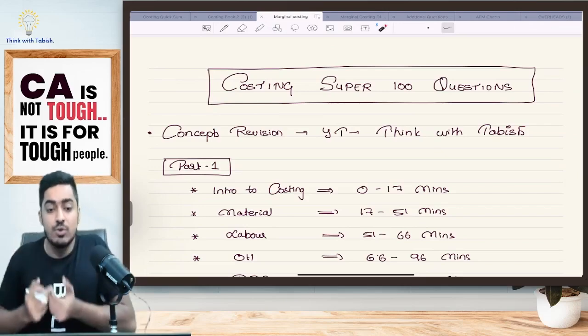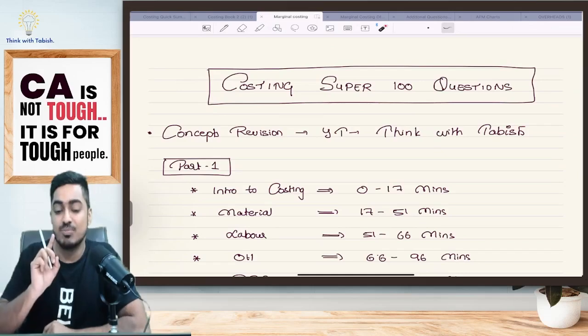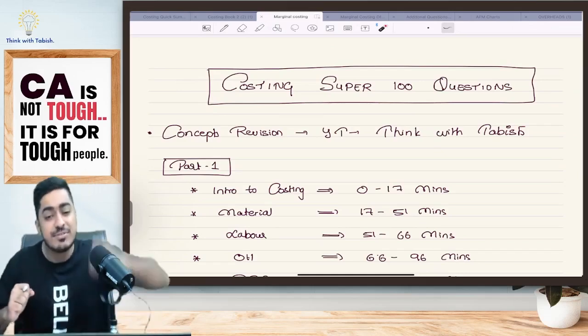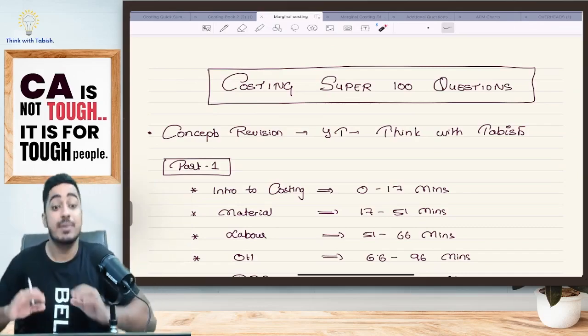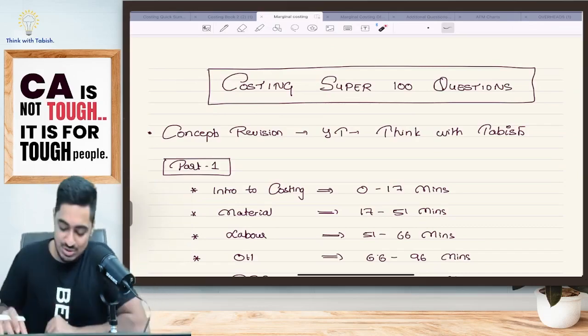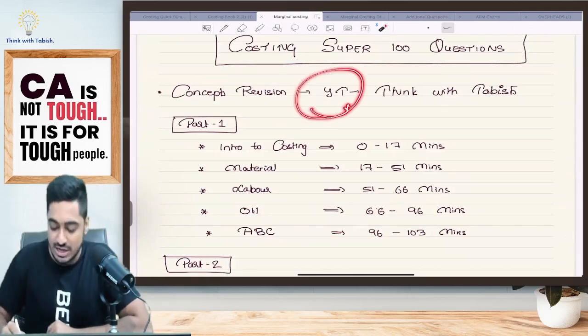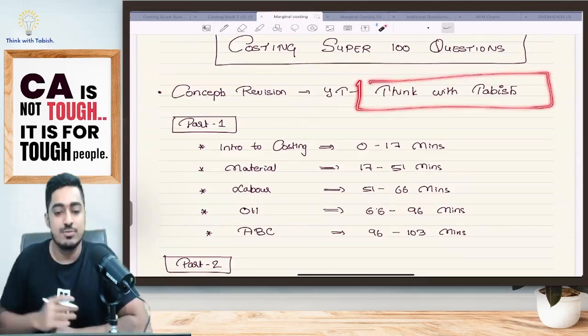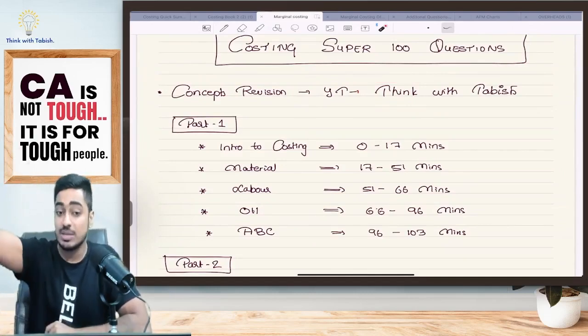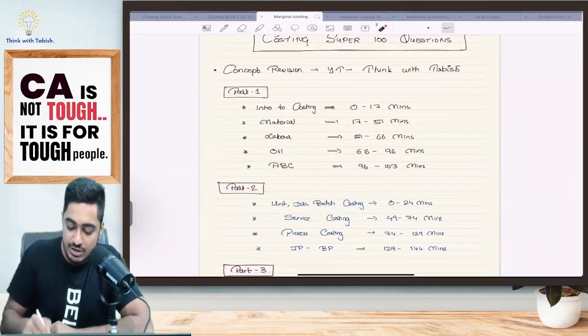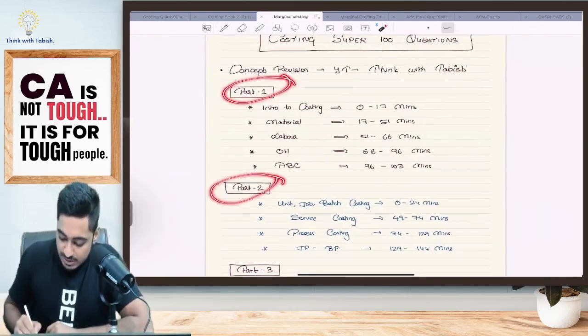Now, before we go into the question discussion, it is most important that we have an understanding of the concepts. So if you have revised the concepts already, great. But if you have not revised already, no issues. We have a detailed revision video uploaded on our YouTube channel, Think with Tabish. On the playlist, you have a separate playlist called Costing Marathon Videos. The videos are in 3 parts, part 1, part 2, part 3.